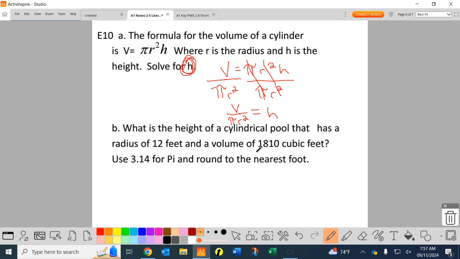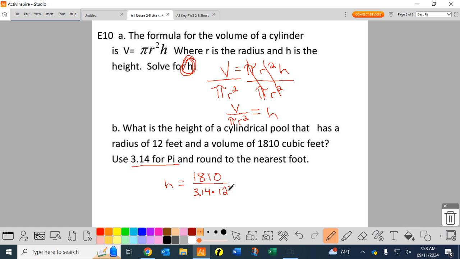Well, we're going to start with our formula, since we're looking for that height when we're working backwards. So we're going to say height equals, the volume is going to go on top, so which one of these numbers goes on top? 1810. Perfect. 1810. The next thing is going to be pi, which it told us to use 3.14 for pi, so we're going to do 3.14 times, and then it said times the radius squared, and the radius in this case is which number? 12, so times 12 squared.